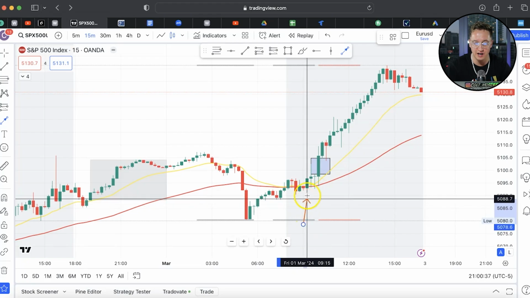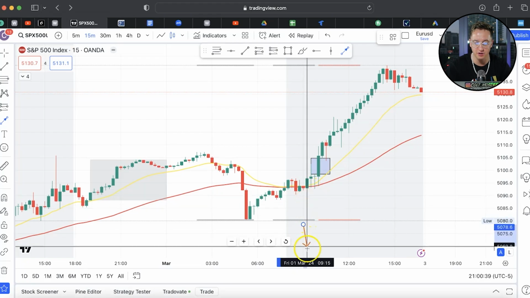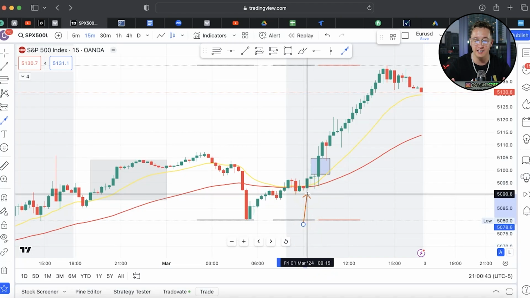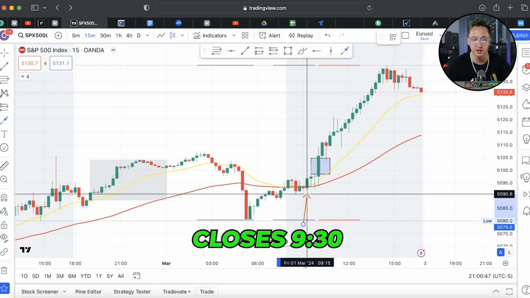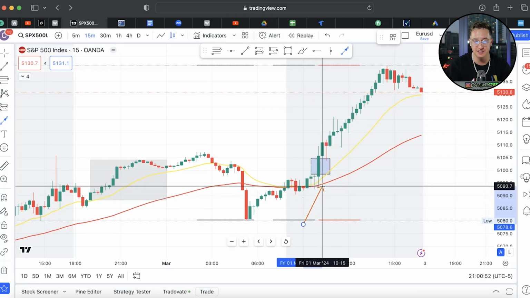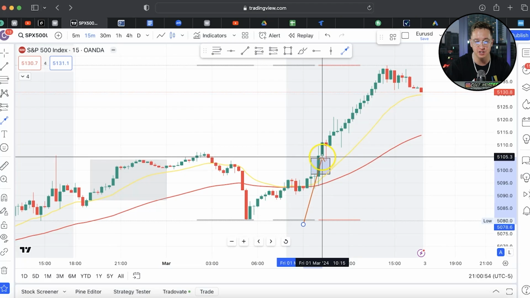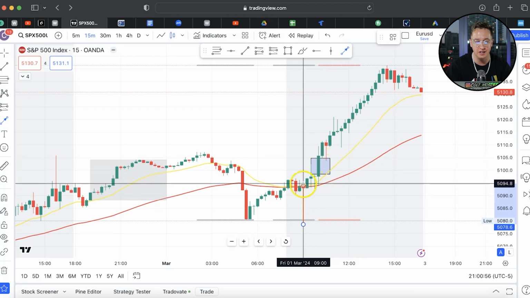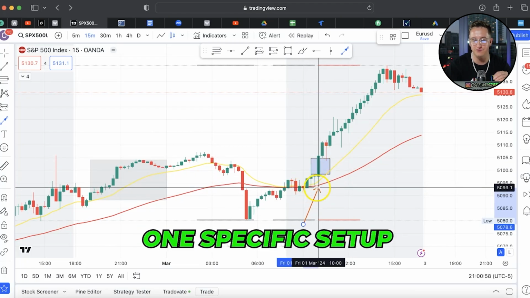You guys can see right here on this candle on the bottom, we'll say 9:15. This candle right here opens at 9:15, closes at 9:30. Right around this time and all the way till this candle right here, this is our last entry candle. We want to be looking in here for one specific setup.